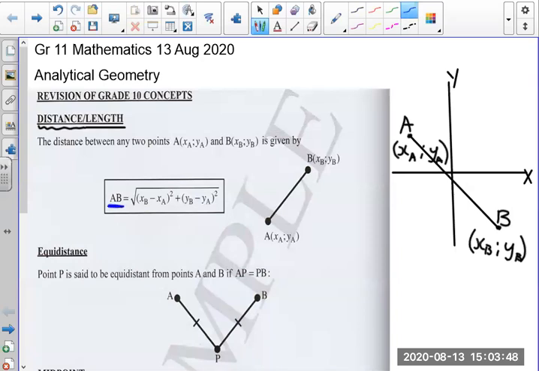So if they ask AB or CD or EF, it's the distance between those 2 points or the length between those 2 points. And that you can get by the formula square root of the difference between the x coordinates squared plus the difference between the 2 y coordinates squared. It's actually the theorem of Pythagoras. It's nothing but that. And you must remember to get the square root of that if you want the distance of AB.